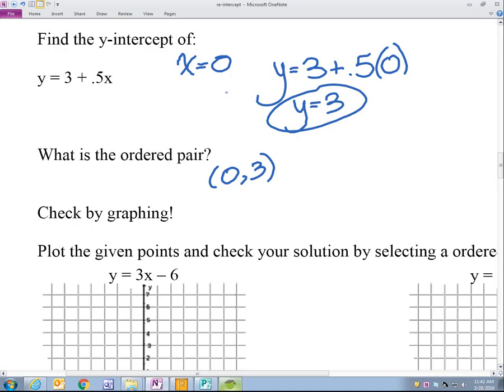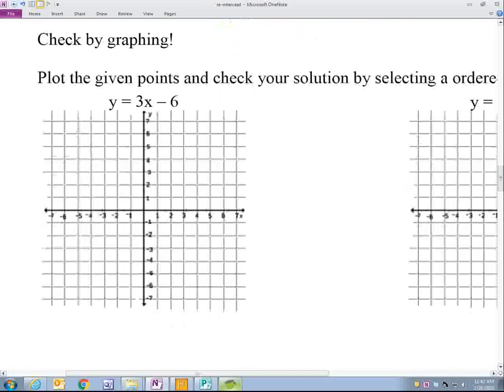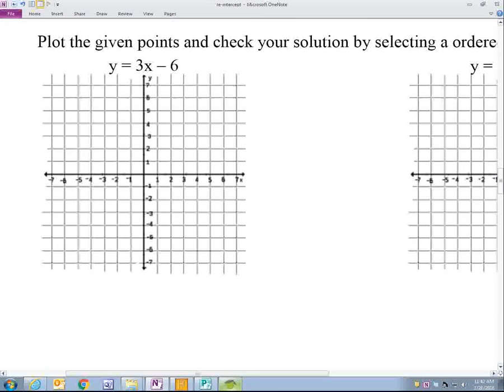Now let's find them by graphing. Let's check by graphing. What was the y-intercept of this on the front page, or on the second page, whatever it was? What is the y-intercept of y equals 3x minus 6? Follow along, pay attention. Negative 6. What are the coordinates? 0, negative 6. Yeah. Okay, good.